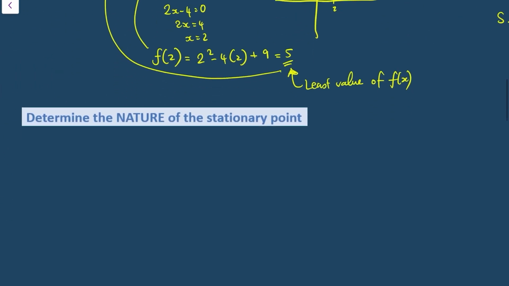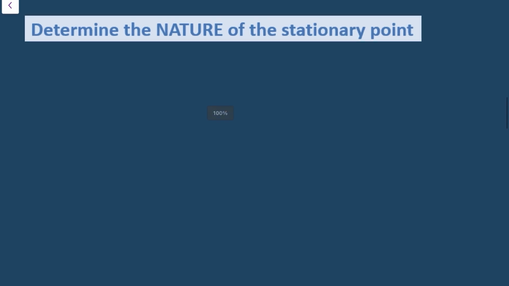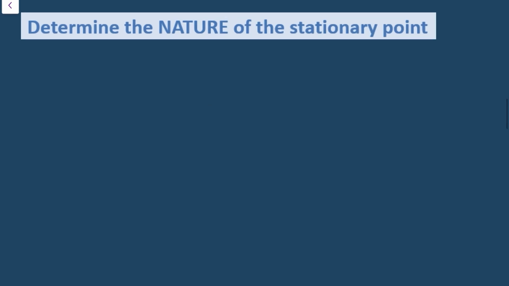Now, let's move on to the next section, which is looking at determining the nature of a stationary point. So let's just talk a little bit about this. I made a little diagram here. It's probably not the best diagram ever. Let me redraw this and be a bit more specific, a bit more clear. Okay, here we go. That looks better.